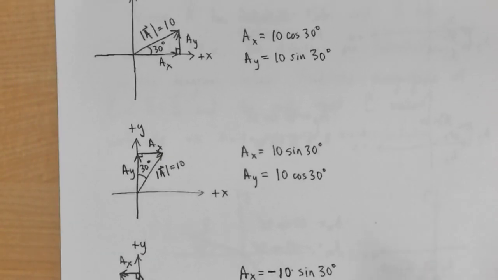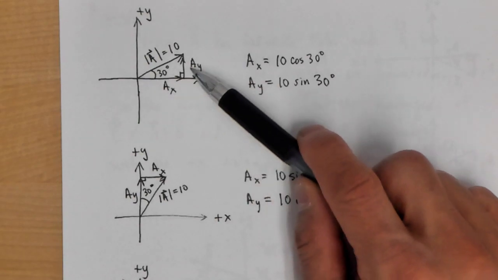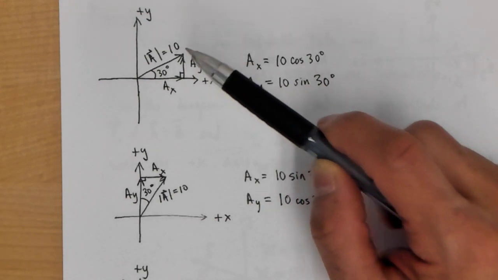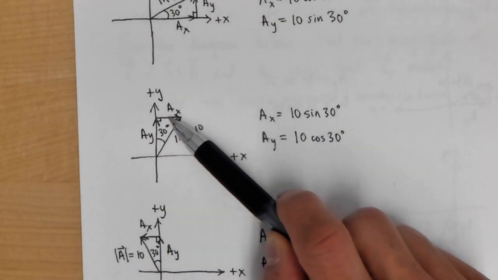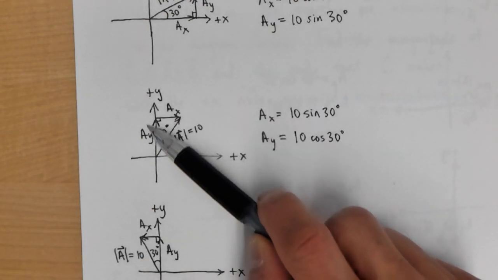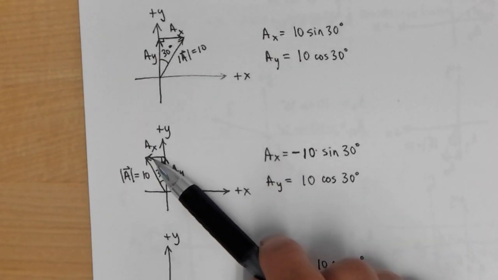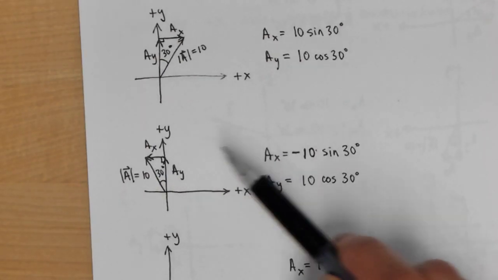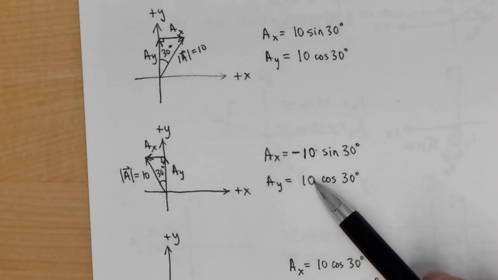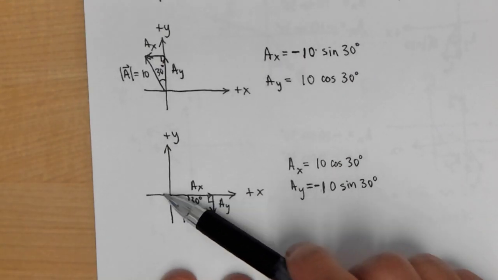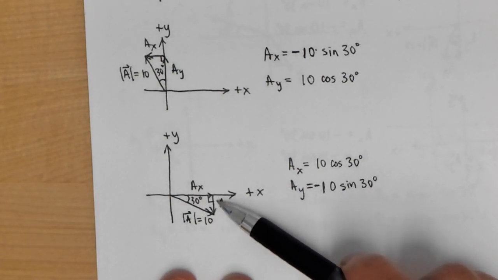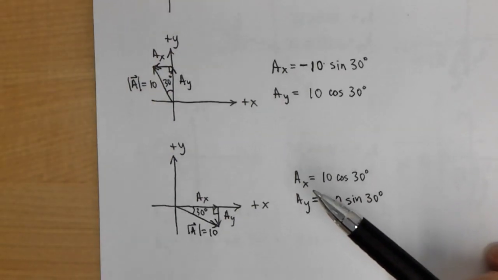And so you can get some practice on writing down the x and the y components. Ax is 10 cosine of 30, Ay is 10 sine of 30. Okay, in this case, Ax is 10 sine of 30. 10 is the length in all of these cases. Ay is 10 cosine of 30. Now, in this case, Ax is in the negative direction, so it's minus 10 sine of 30. Ay is still positive 10 cosine of 30. Here Ax is going to be positive 10 cosine of 30. Ay is going to be negative, because it's going in the negative direction, 10 sine of 30.